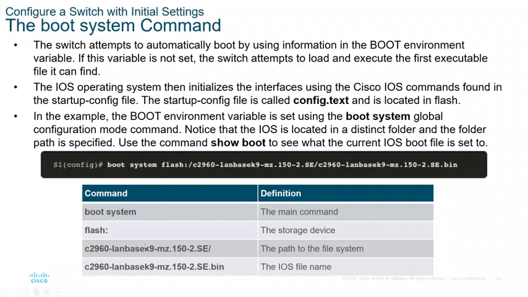What they have right there is where they're saying C2960. 2960 is talking about the actual make and model of the device itself. LAN base K9 is the default version of the actual operating system itself.